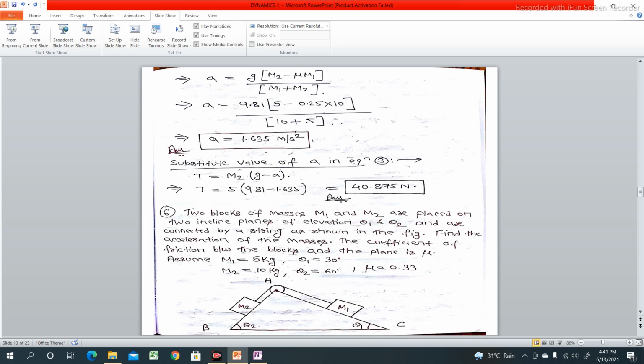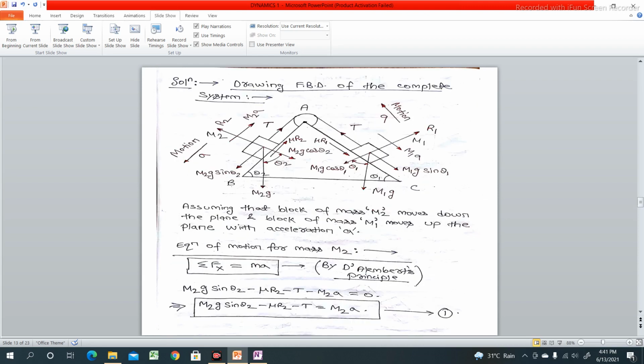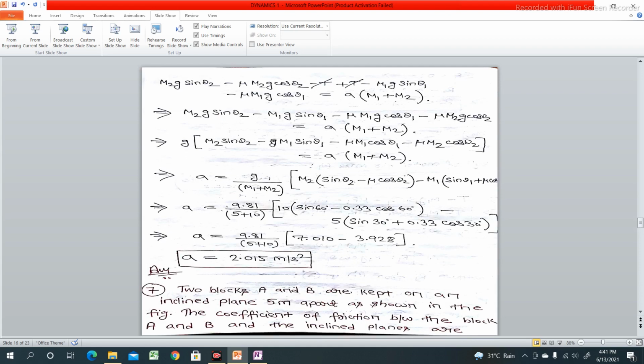In today's class, we will solve two more problems related to D'Alembert's principle, and after that we will wrap up this module, and then in the next class we will start with a fresh module. So we will not waste any more time. In continuation with the problems that we were solving in D'Alembert's principle, the next problem that we will be solving in today's class is problem number 7.